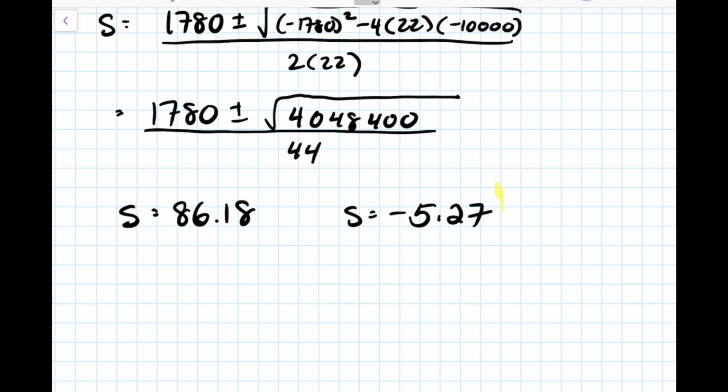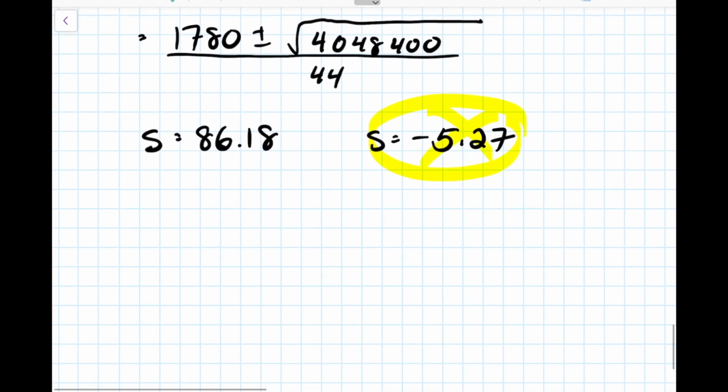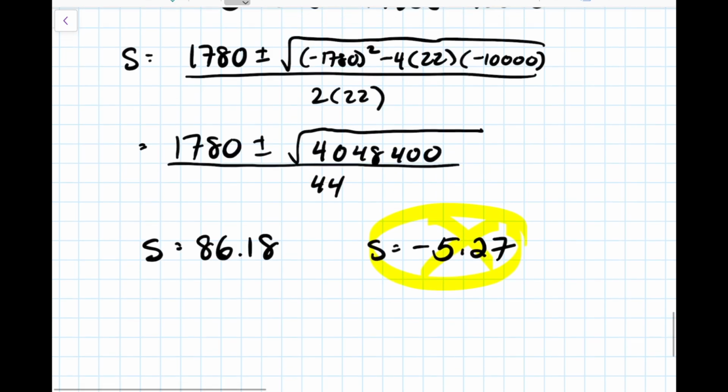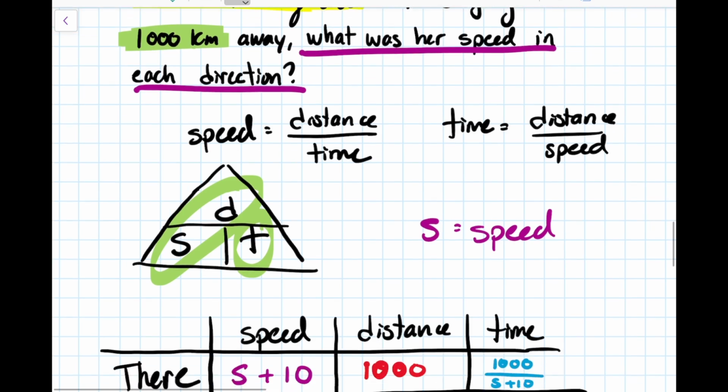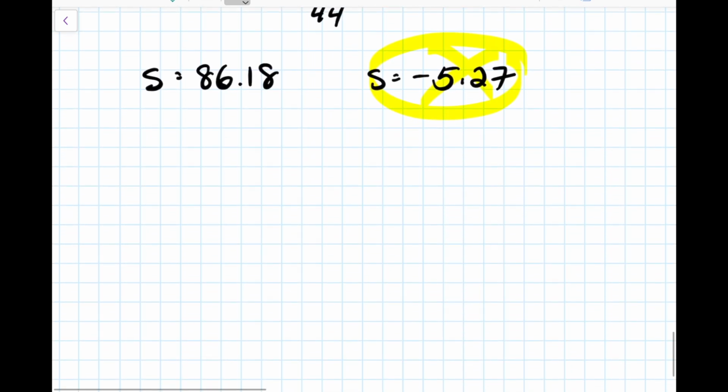We're going to reject that second answer because, one, it doesn't really make much sense for them to be going backwards at 5 kilometers an hour, and two, there's no way you're going to be able to cover 1,000 kilometers in however many hours if you're going 5.27 kilometers per hour. It's just not going to happen. So to answer our question, all the way back up here, we were asked, what was her speed in each direction? So we're not actually quite done. Some people are going to get this 86.18 and stop, but that's not the final answer to the question.